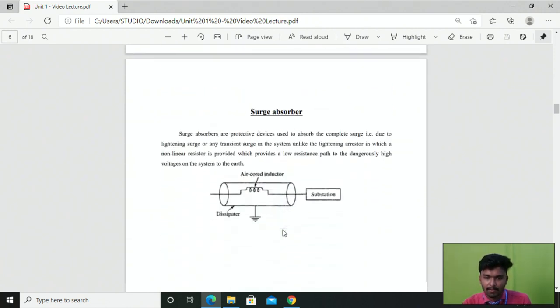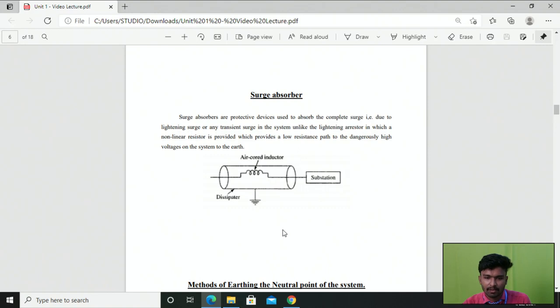Right. And then the next one is the surge absorber. The surge absorber is nothing but a protective device which is used to absorb the complete surge, which is due to a lightning surge or any transient surge in the system. Unlike the lightning arrester, in which a nonlinear resistor is provided, which provides a low resistance path to the dangerously high voltages on the system to the ground.